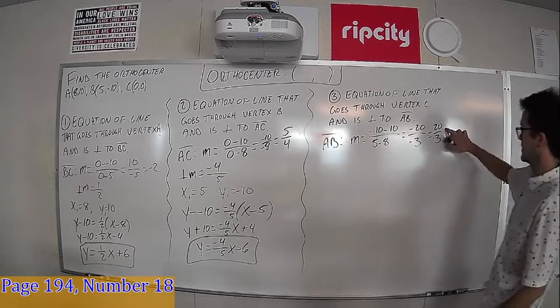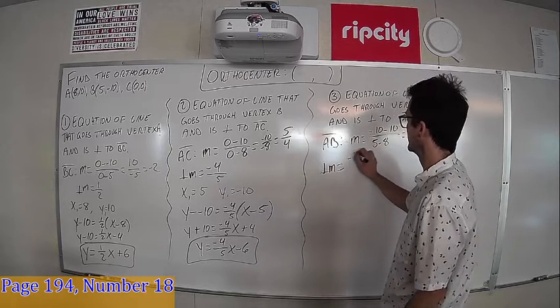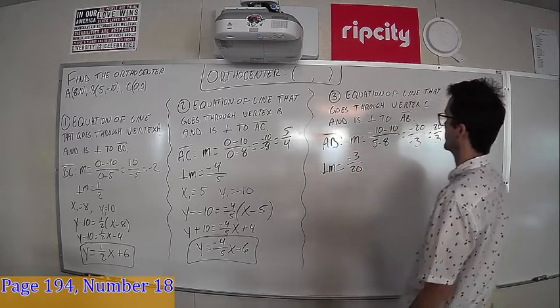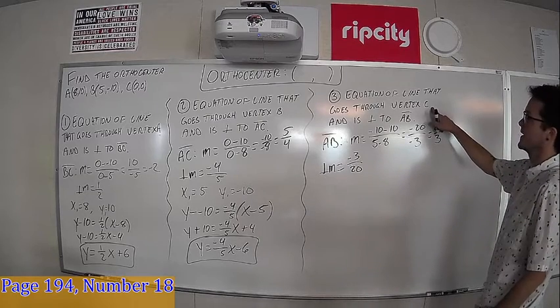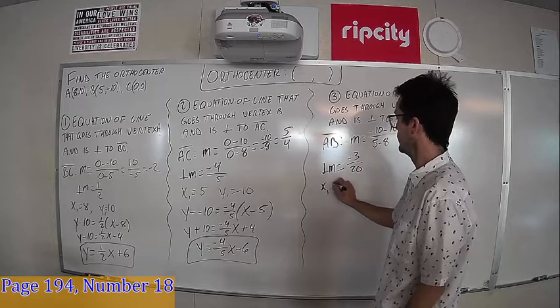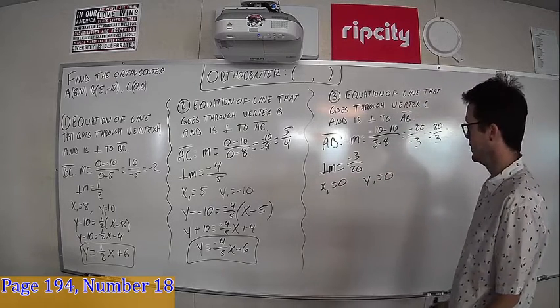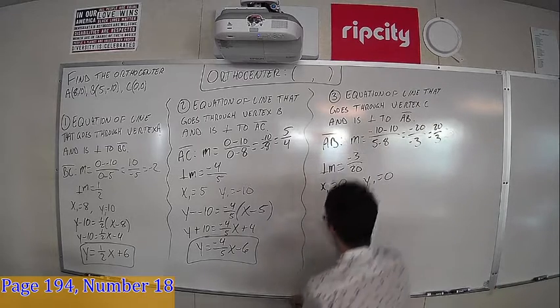Of course, the opposite reciprocal will be negative 3 over 20. So the perpendicular slope is negative 3 over 20. This one needs to go through vertex C. Vertex C is at the origin. So our x sub 1 is 0. Our y sub 1 is also 0. Let's plug in the pieces. Let's just see what happens.